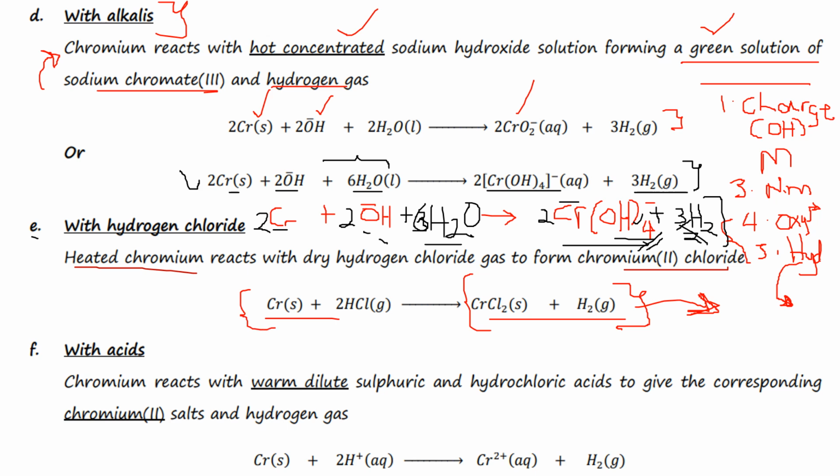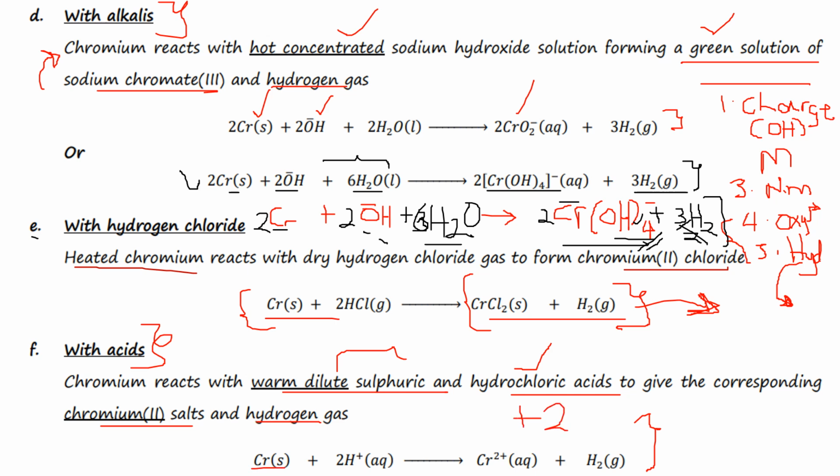So we go to the next reaction, and we're going to say that reaction with acids, chromium reacts with warm dilute sulfuric acid together with hydrochloric acid to give the corresponding chromium 2 salts and hydrogen gas. Now it's giving the chromium 2 salts and hydrogen gas because these acids, dilute sulfuric acid together with dilute hydrochloric acid or concentrated hydrochloric acid, do not have oxidizing powers. So any acid that does not have oxidizing powers always gives us the least possible or least stable oxidation state of chromium, which is +2.